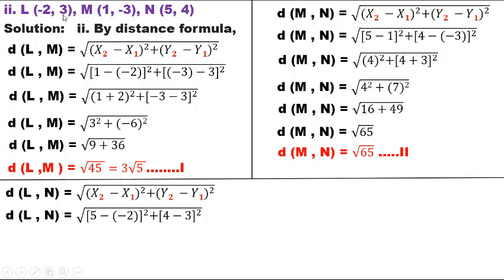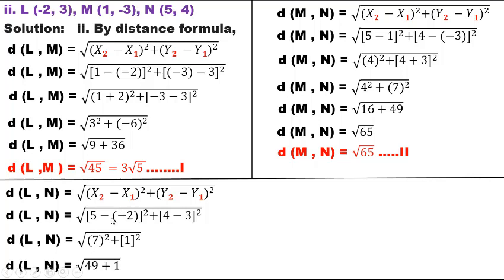x2 and y2, x1 and y1. The coordinate of the L is x1, y1 and the coordinate of the N is x2, y2. By putting the value, we get the distance between the LN is under root of 49 plus 1. Distance of LN is equal to under root of 50. Distance of LN is equal to 5 under root of 2.